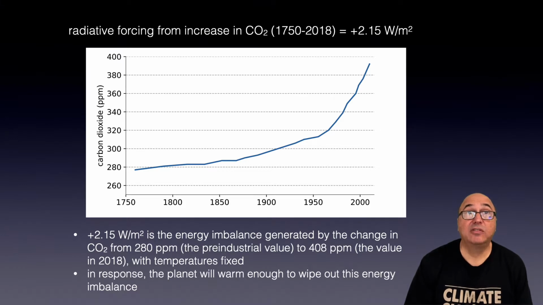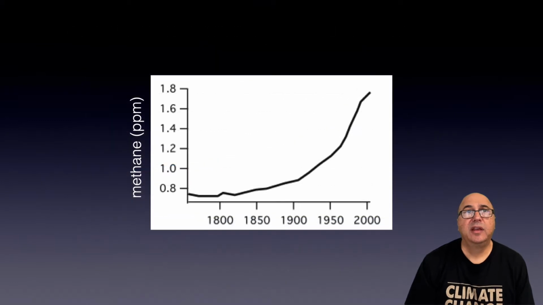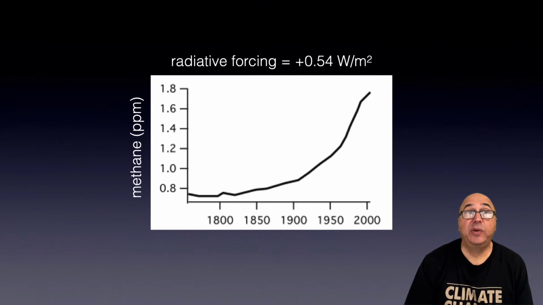In response, the planet will warm up, which will erase the energy imbalance, and the planet will reestablish energy balance at a warmer temperature. That's climate change. We also know that other gases are also changing, such as methane. The increase in methane from about 0.8 parts per million in pre-industrial times to 1.8 parts per million in the 2010s generates a radiative forcing of 0.54 watts per square meter.